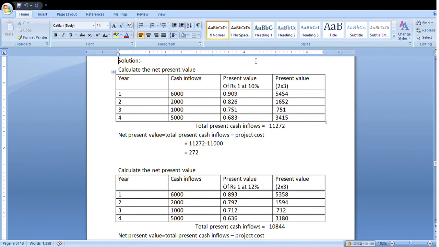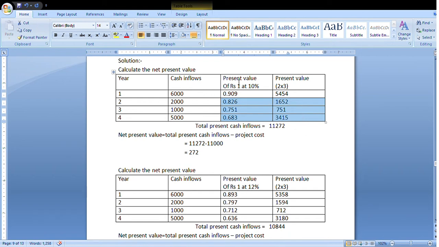This table. The first year at 10% is 0.909. Second year, 0.826. Third year, 0.751. Fourth year, 0.683. Next column: calculate by multiplying.